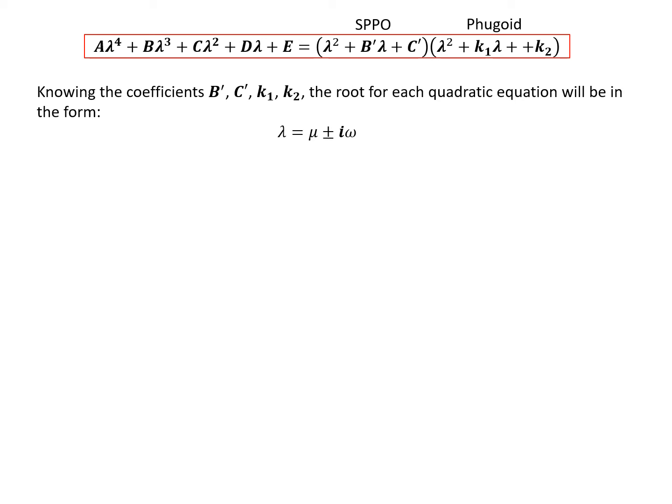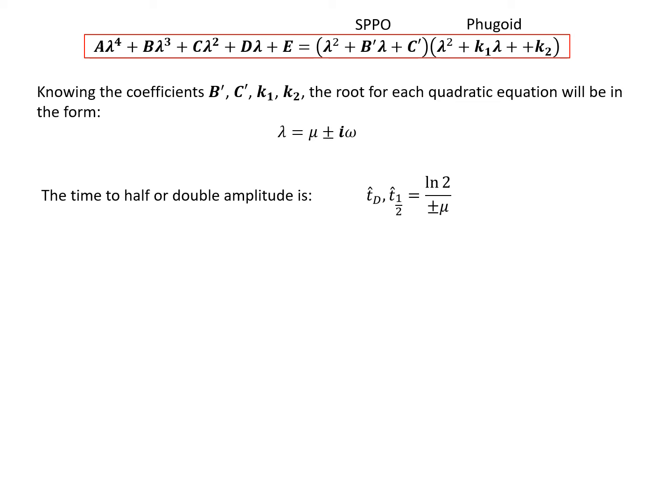And then the lambda should be in the form of lambda equals mu plus minus i omega. So if we know mu and omega, we can get the time to half amplitude or double amplitude. Half amplitude is for damped mode, and double amplitude is for undamped mode.